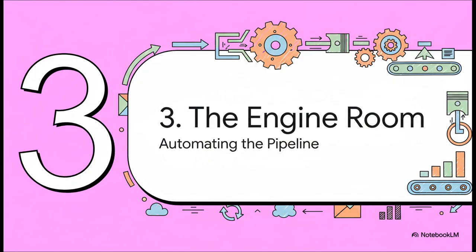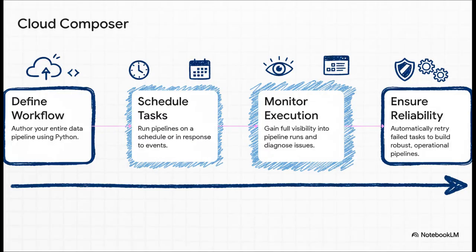Okay, so we've got clean, governed data. Awesome. But a manual process of clicking buttons just isn't going to scale. It's time to head down to the engine room and turn this whole thing into a fully automated operational workflow. This is the job of an orchestrator. On Google Cloud, the go-to tool for this is Cloud Composer, which is a managed service built on the super popular open-source project Apache Airflow.